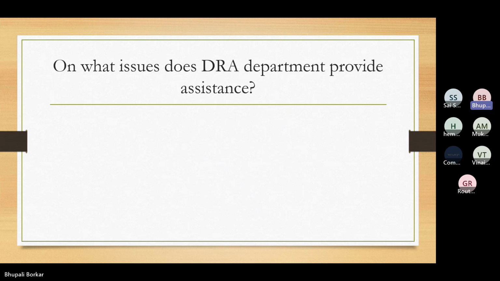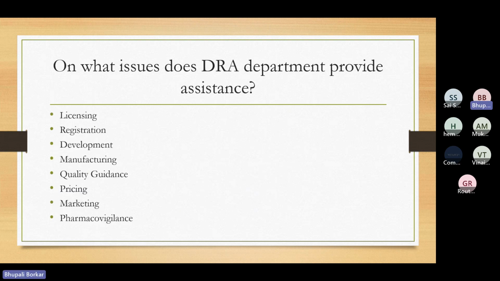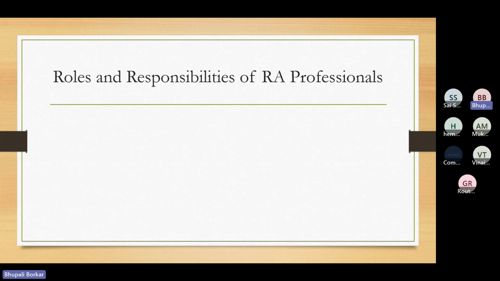Okay. So, on what issues does the RA department provide assistance? These are some of the issues, like we have licensing, registration, in development, in manufacturing, quality guidance, pricing, marketing, pharmacovigilance. All these are some of the issues where we deal with the other departments.